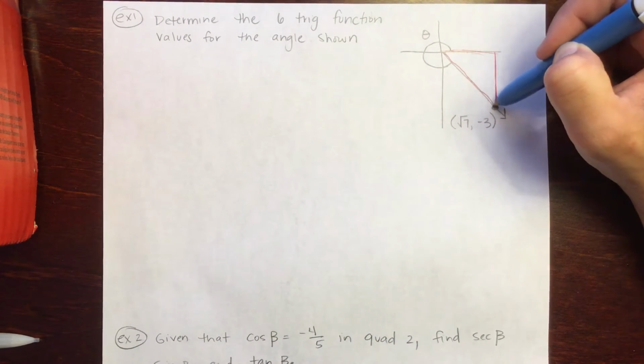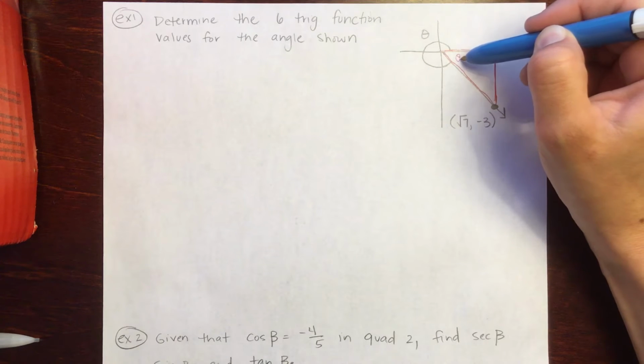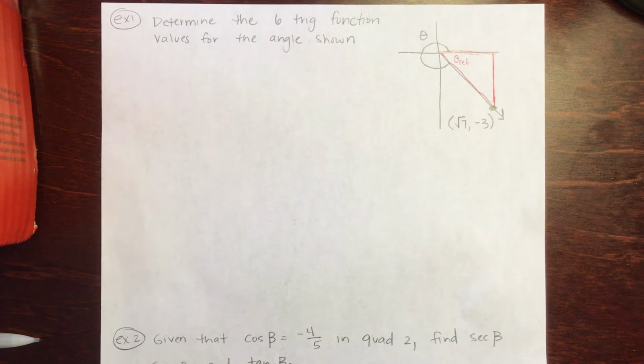There's my triangle. And even though my theta technically is this angle out here, I'm going to use this, which is called your reference angle against the x-axis. I'm going to use that and it'll work out perfectly just like normal.